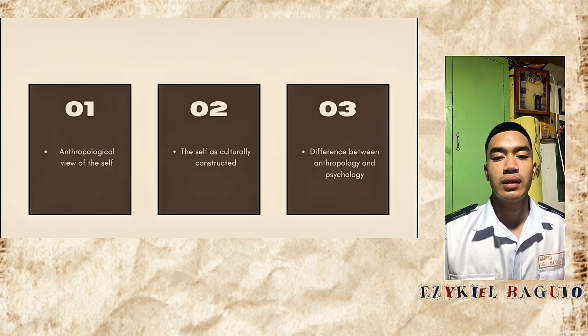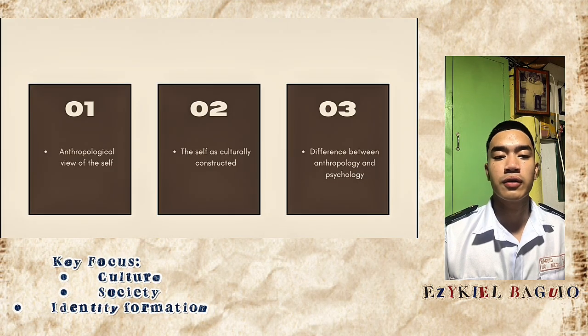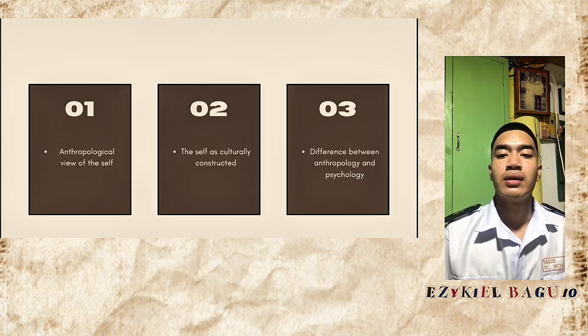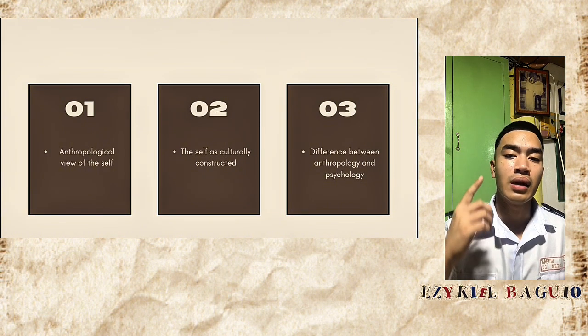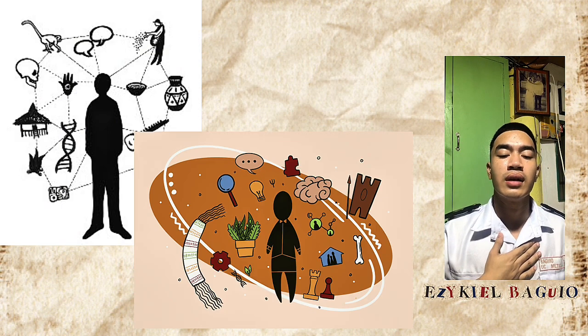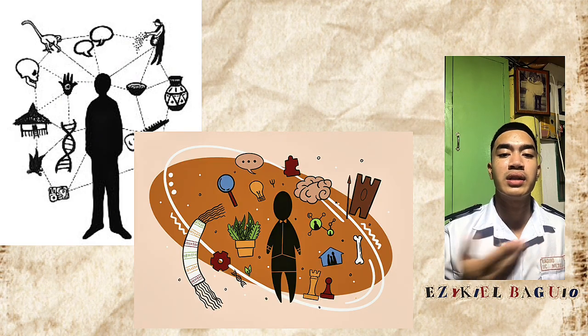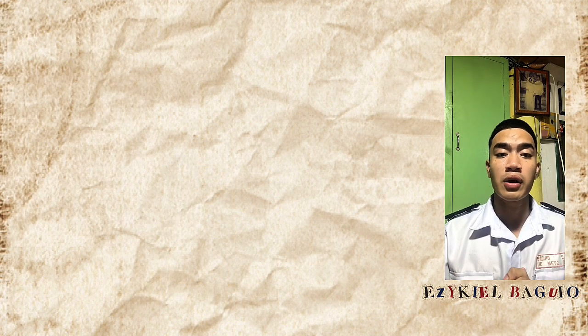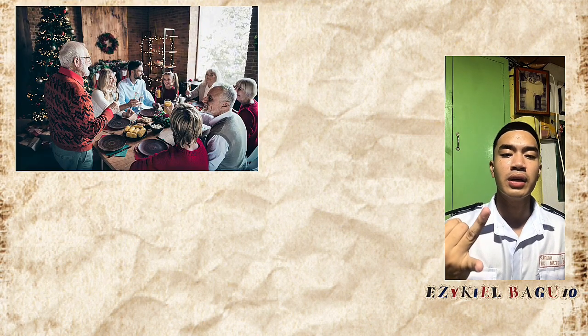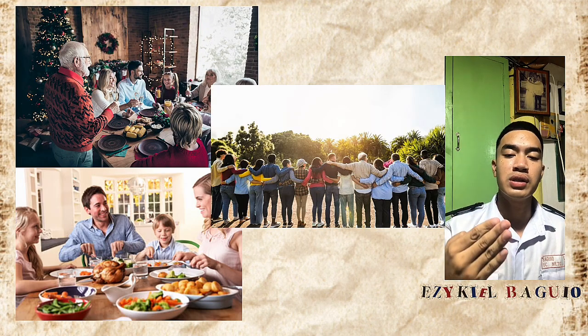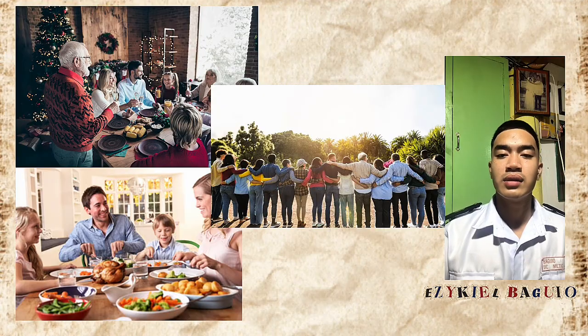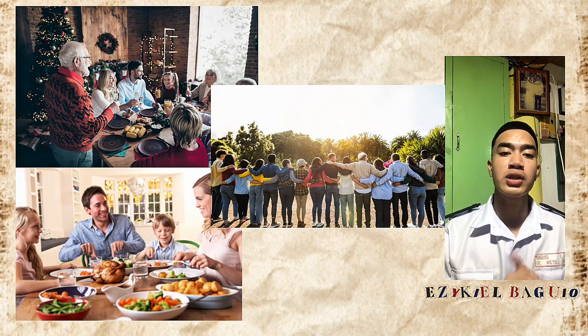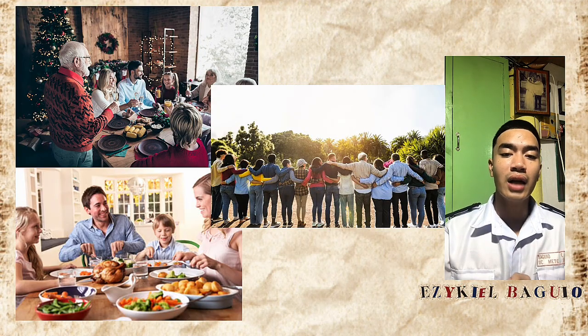So first, the anthropological view of the self. In anthropology, the self is not just about personal thoughts or feelings, it is shaped by culture and society. This means who we are is influenced by our traditions, family, community, language, and beliefs. The self is formed through our interactions with other people.